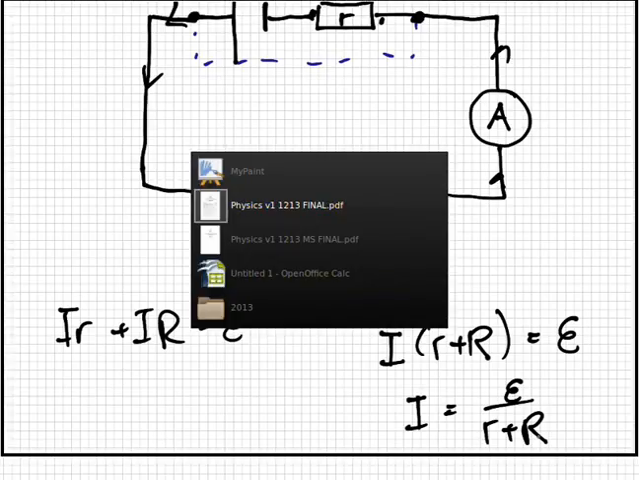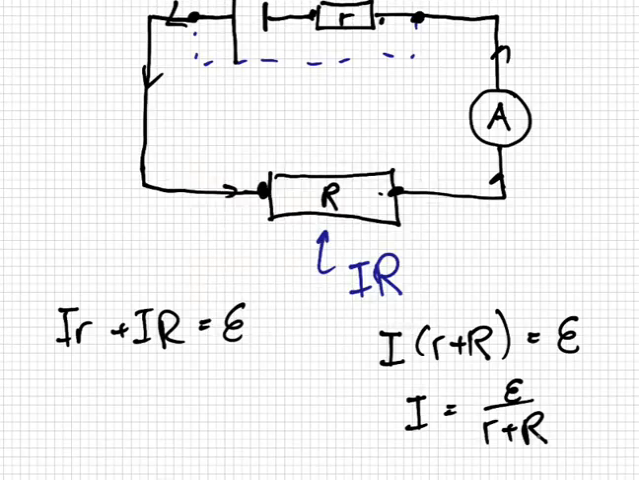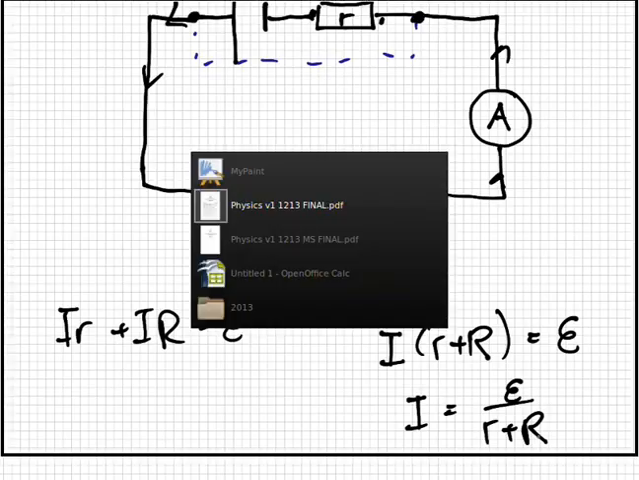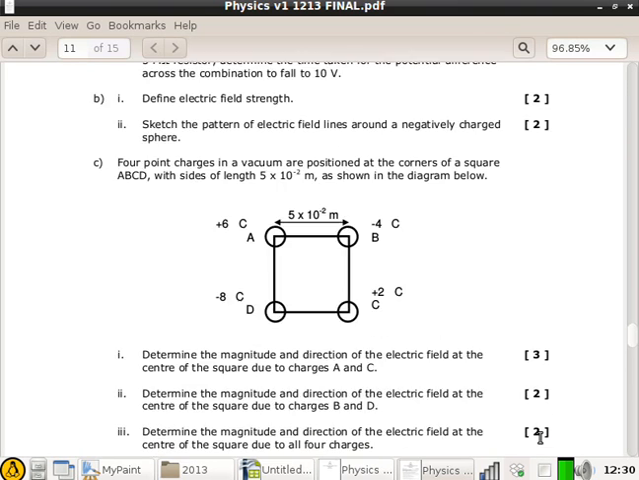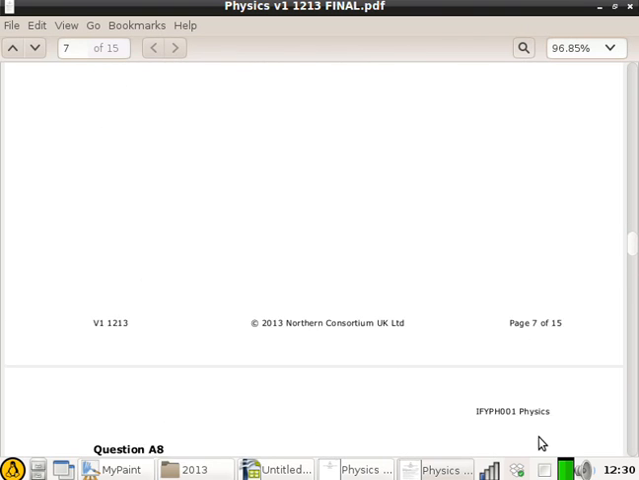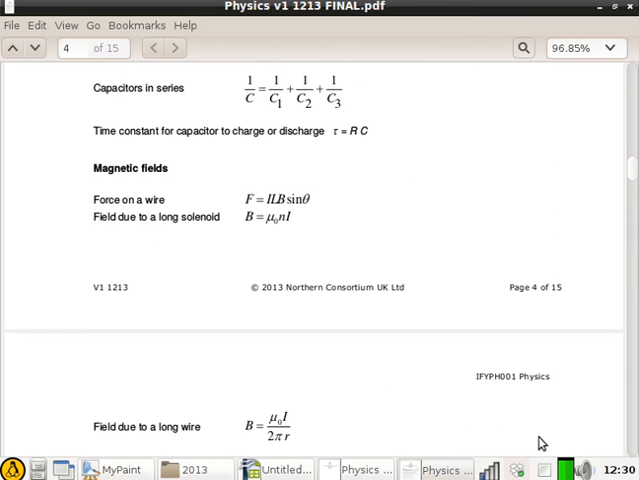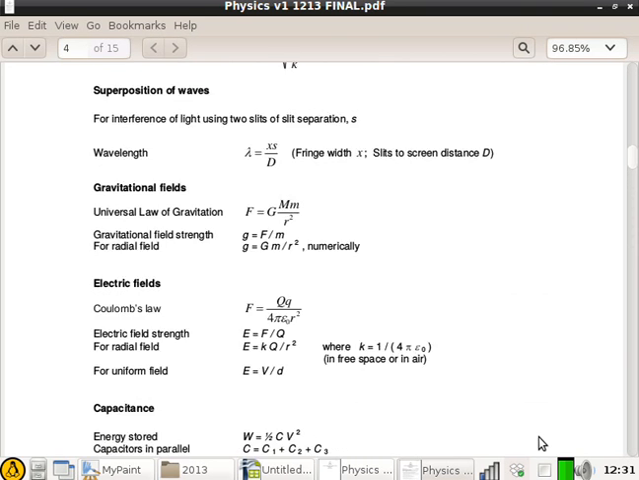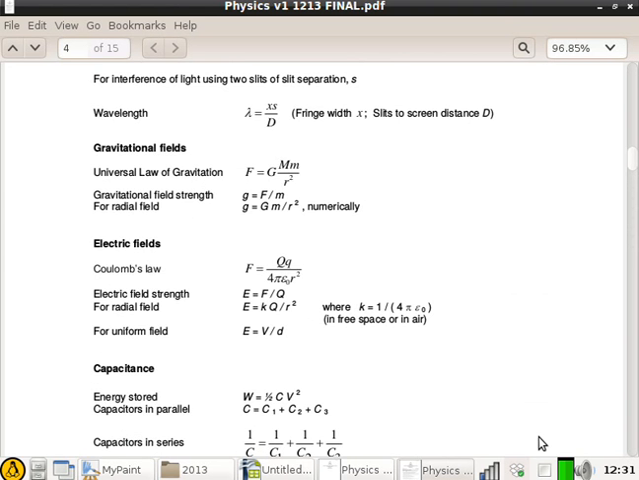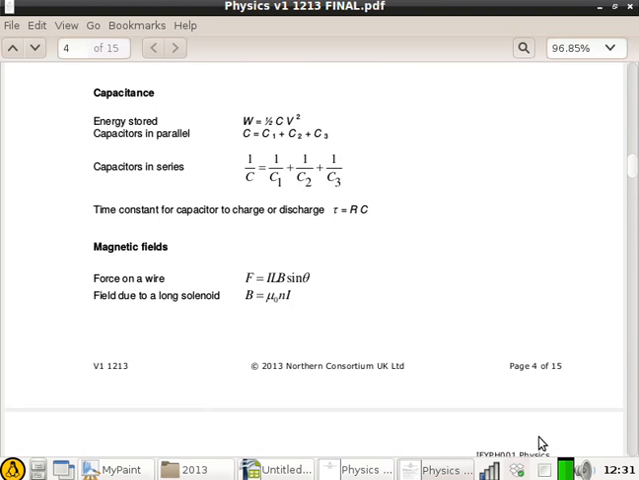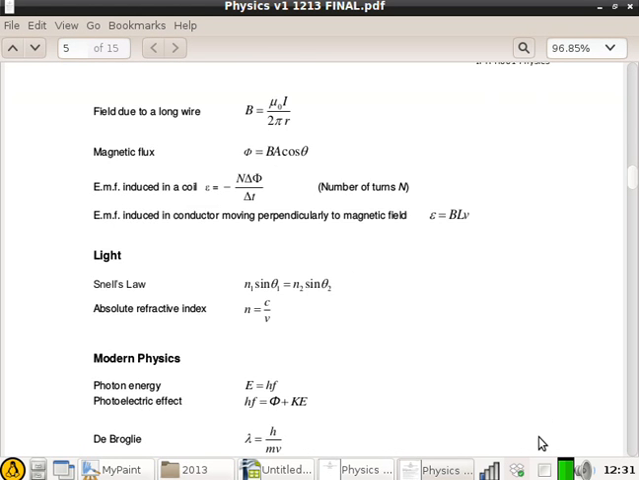Now, do you need to write this down? Sorry. So I'll just write that down. Can I go on? I want to show you something in the formula book. Where is it? I'm looking for the EMF formula.